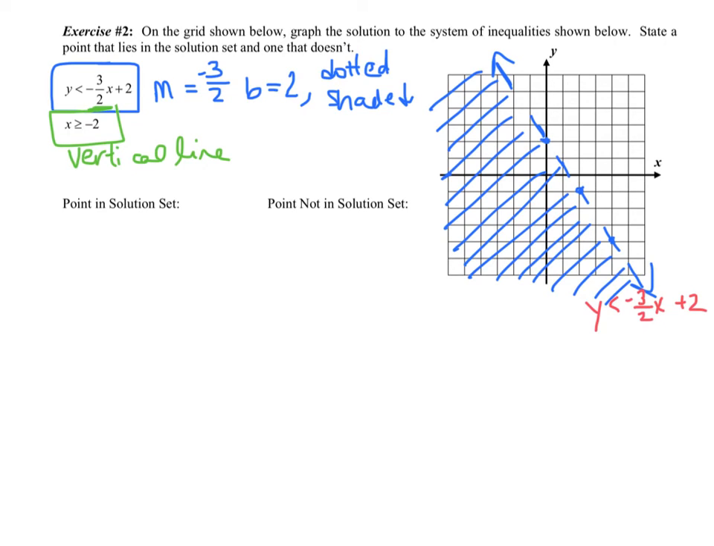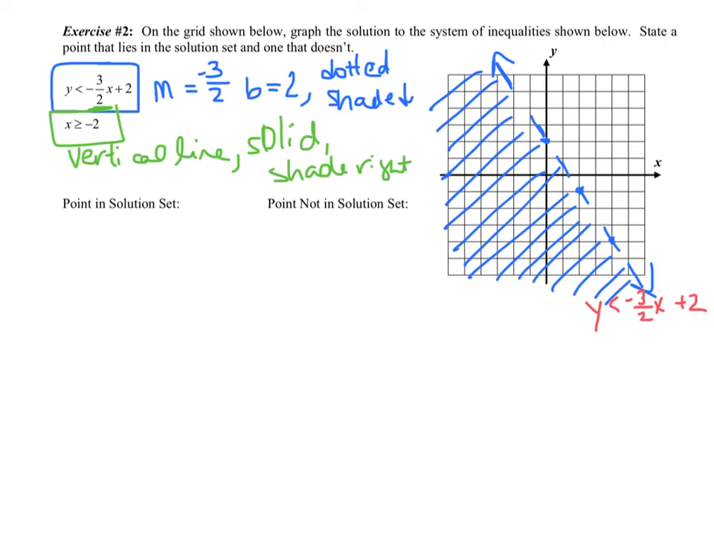I don't need to worry about slope or y-intercept. What I do need to ask myself is, is this going to be solid or dotted, and where am I going to shade? So I'm going to be able to say that this definitely is solid. Okay, and as far as shading, remember when it's a vertical line, we don't have an above and below. But what we talked about last time is we have a left and a right. So we're going to shade to the right.